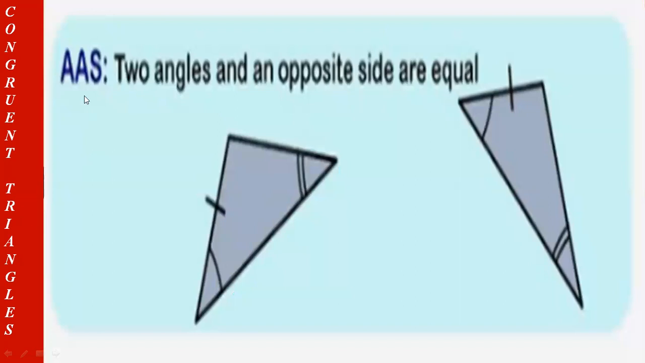Next one, angle angle side, that means two angles and the opposite side are equal. Look here, these two angles are equal and the opposite sides are equal. If angle, angle, side respectively are equal, they will be congruent by the AAS axiom.